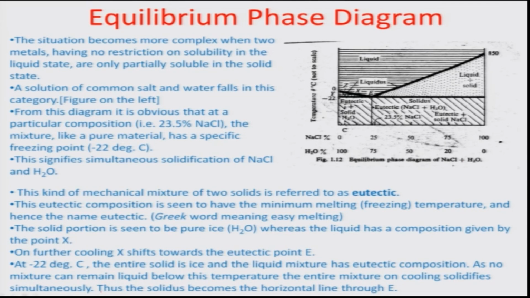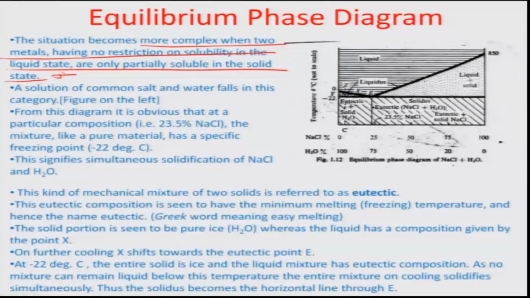Okay, the situation becomes more complex when two metals having no restriction on solubility in the liquid state are only partially soluble in the solid phase. So, obviously, in the solid phase you have to throw out some material in order to make the solidification possible. A very commonly used example is common salt and water, which falls in this category. The figure on the right here describes such a phase equilibrium diagram.